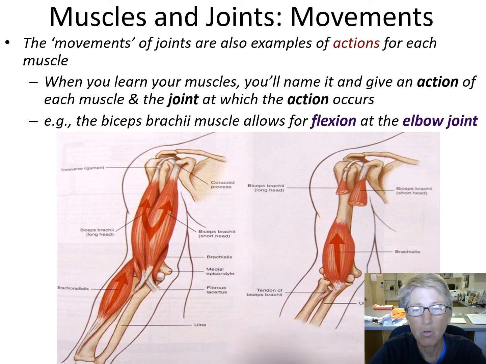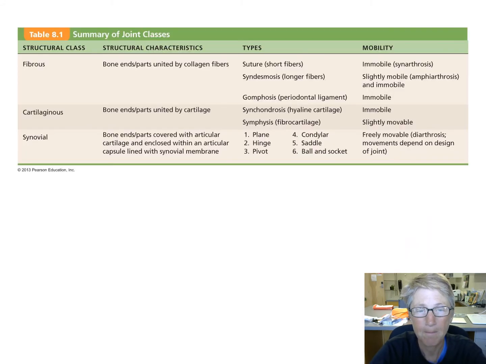The movements of joints are also examples of actions for each muscle. When you study the muscles for the lab practical exam, you'll name the muscle and then you'll give the muscle an action and the joint at which the action occurs. For example, the biceps brachii muscle allows for flexion of the forearm at the elbow joint, or you could just say flexion at the elbow joint.